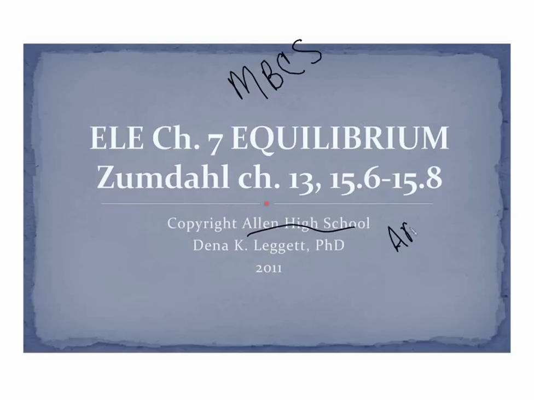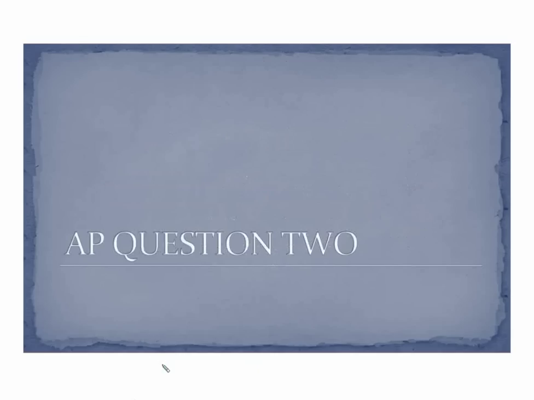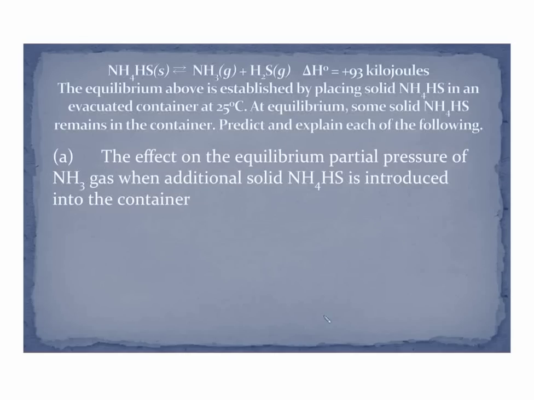We are both AP and IB chemistry combined here, and we are working our second AP question on equilibrium. Now, this time you want to pay close attention to states. We have a solid decomposing to form two gases. We're given a delta H of plus 93 kilojoules. That means that heat is a reactant, and another way of saying that is it's an endothermic reaction.